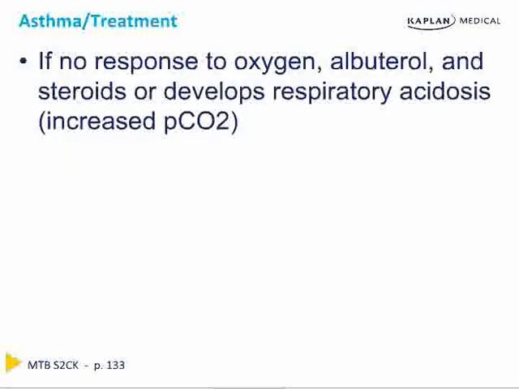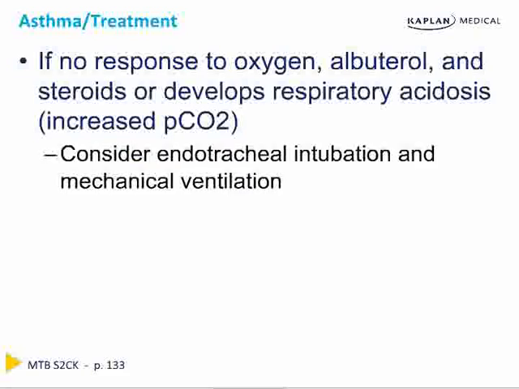If the patient does not have a response to your initial therapies, or if they develop a respiratory acidosis on their ABG, the correct answer is going to be endotracheal intubation and mechanical ventilation. In this situation, the patient has not responded to your initial treatments and is starting to show you, via the increased PCO2 on their ABG, that they are developing respiratory fatigue and impending respiratory failure. The only way to reverse this process is to take over the patient's breathing for them by using an endotracheal tube and a mechanical ventilator. This concludes our lecture on asthma.